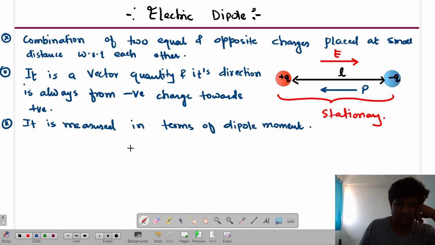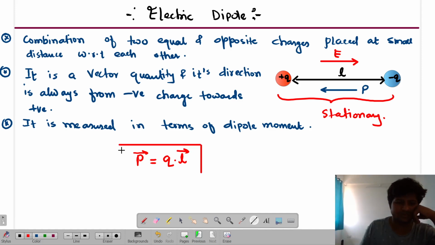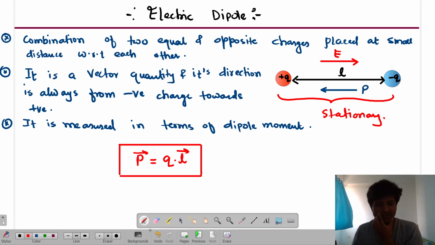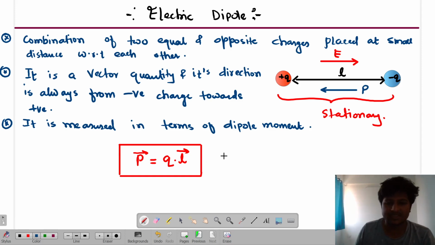Got it? And the dipole moment is given by a formula. It is represented as P. It is given by the formula P = Q times L, where length L is the gap between the plus Q and minus Q charges. It's not a dot product, it's just written in multiplication form. Is that clear? And the SI unit of dipole moment, many people do not say the SI unit. Actually, the SI unit of dipole moment is Debye.